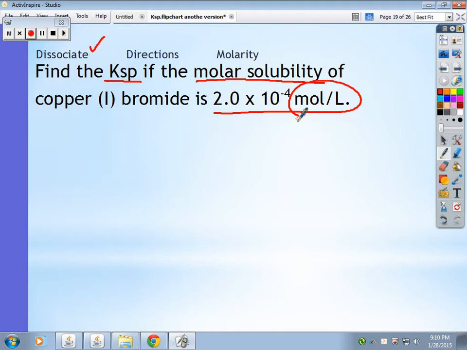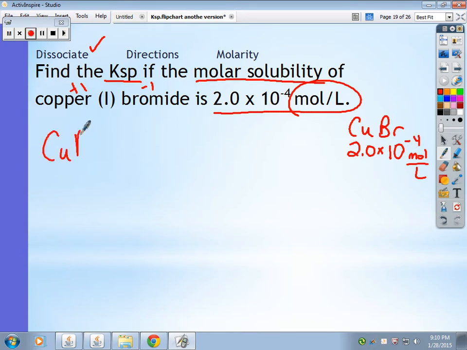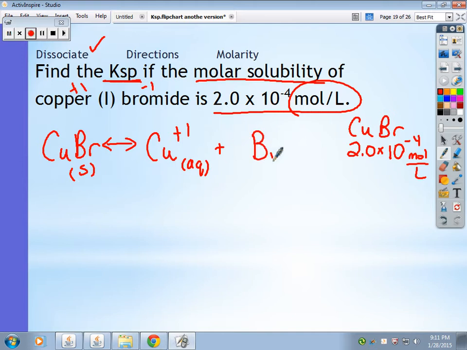So I know the molarity of this copper 1 bromide, +1 and -1, is 2.0 times 10 to the -4th moles per liter. So that means I'm going to take copper 1 bromide, and I'm going to put it into water. It's a solid right now. And I know I'm going to write a double arrow. How come? Because it's a Ksp problem. I'm going to break it apart into its ions: the copper ion and the bromide ion. And this is a balanced equation.